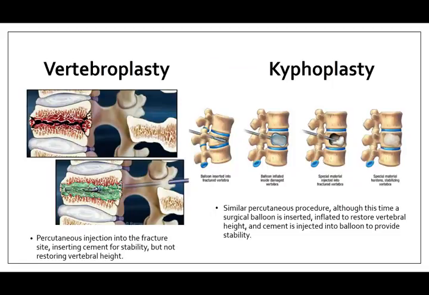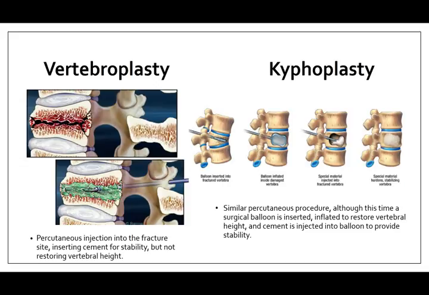Again, some visual here. We have our vertebroplasty on the left. Percutaneous injection into the fracture site. They're inserting cement for stability, but not restoring any of the vertebral height. That green section is green injection dye, or whatever you want to call it. That's the cement. That's what they're trying to show.